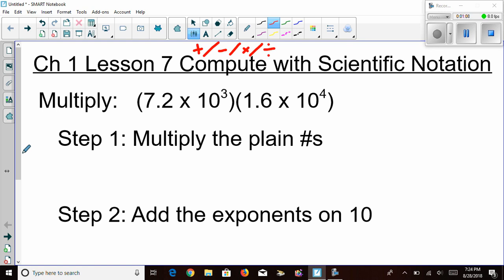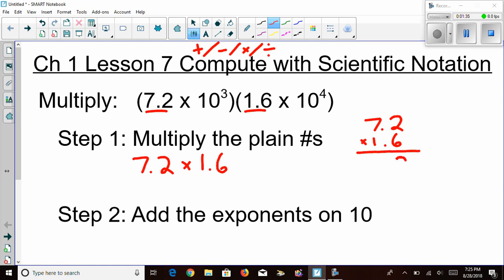What that is going to look like is you need to find 7.2 times 1.6. The plain numbers are the two numbers in front. Now, for this chapter, we're doing everything we can without a calculator, and we've talked about how to multiply this before.